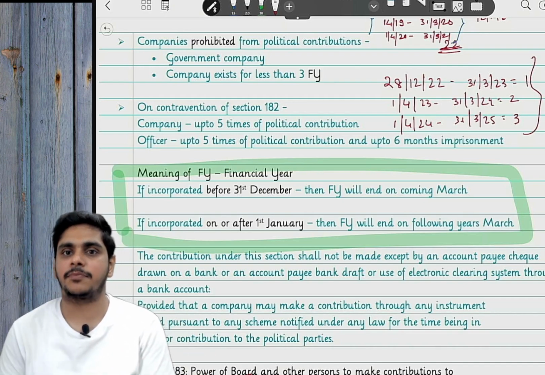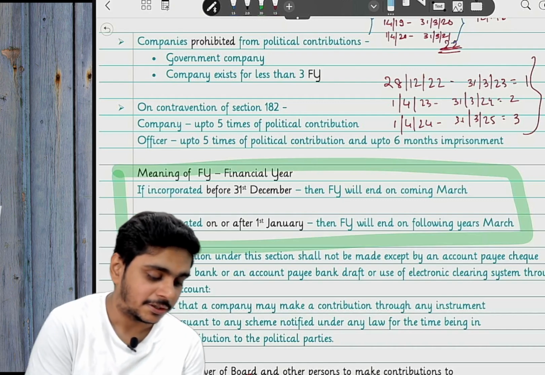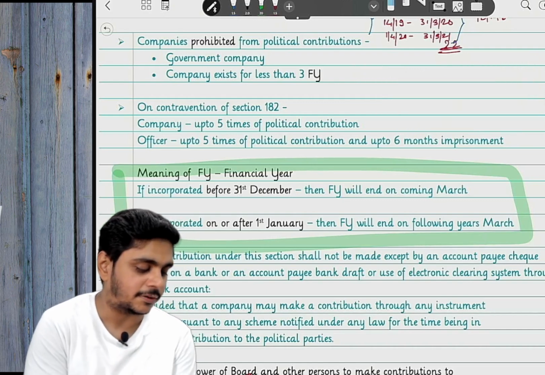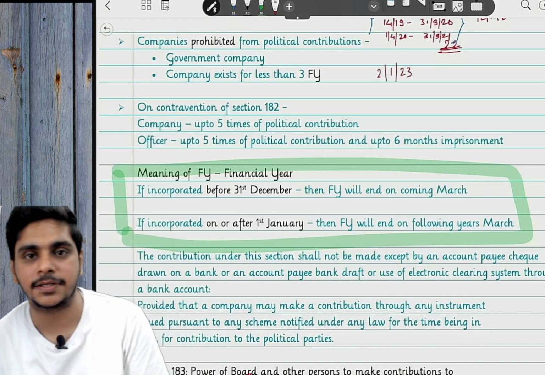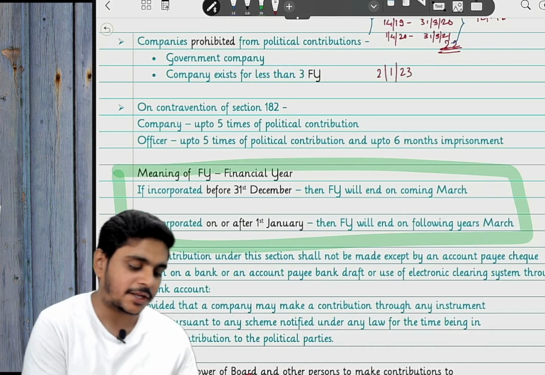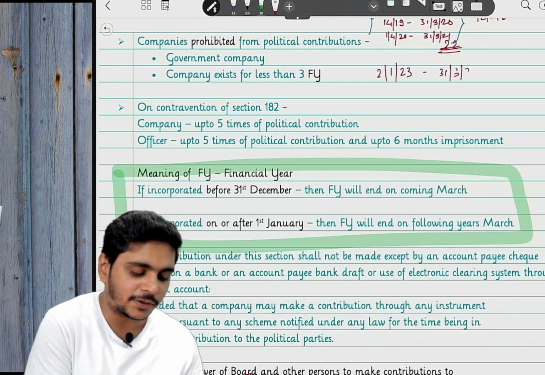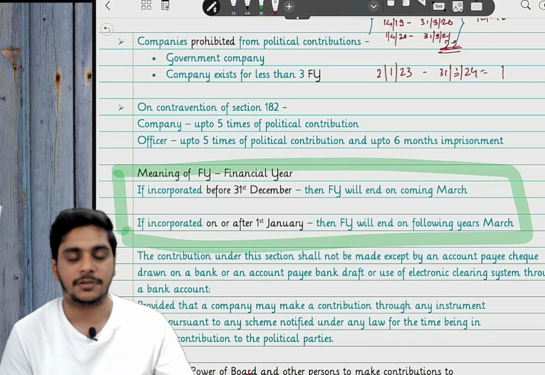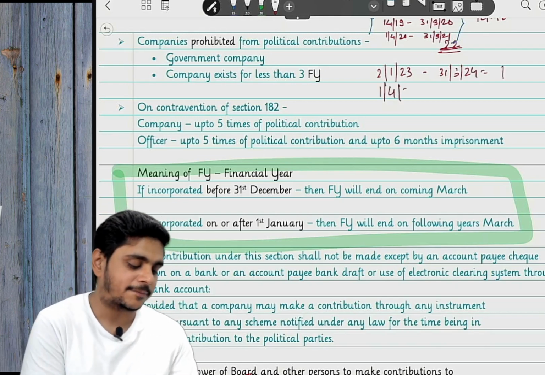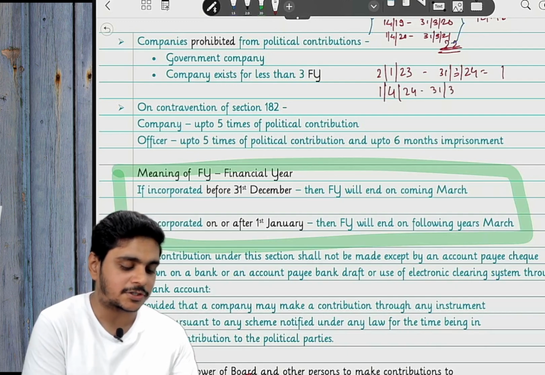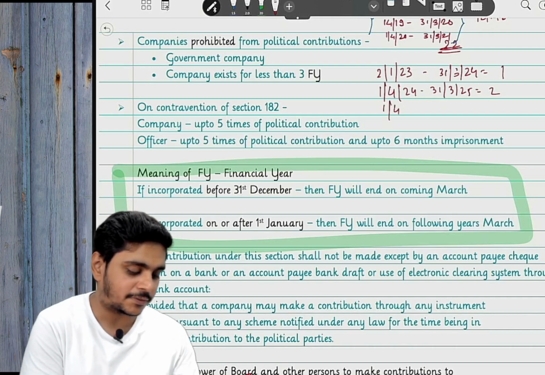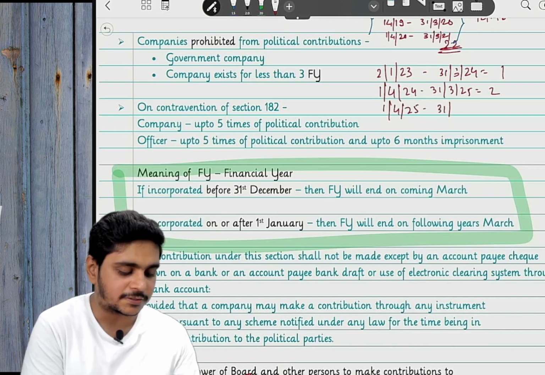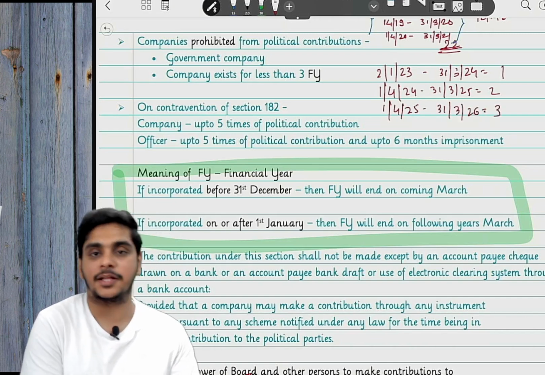Now imagine if the company gets incorporated on 2nd Jan 2023. So my first financial year would end on 31st March 24. This is my first financial year. Then 1st April 24 to 31st March 25 is my second financial year. Then 1st April 25 to 31st March 26 is my third financial year.